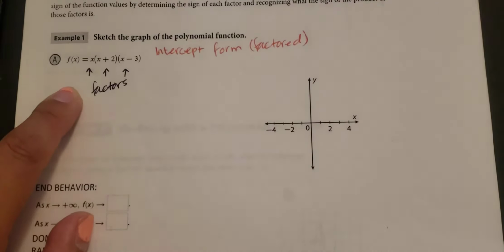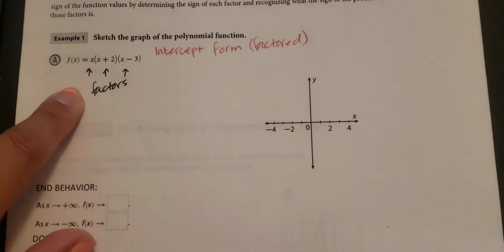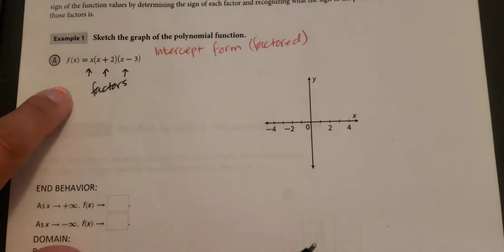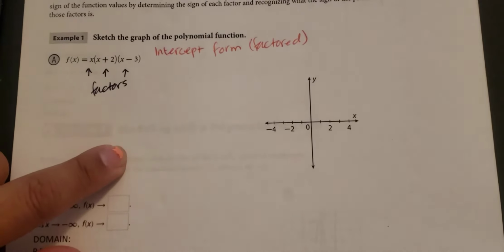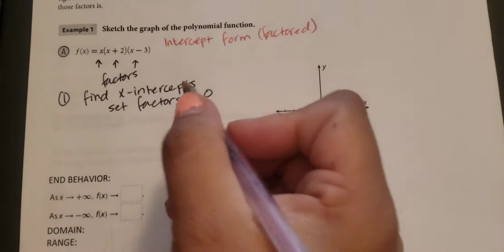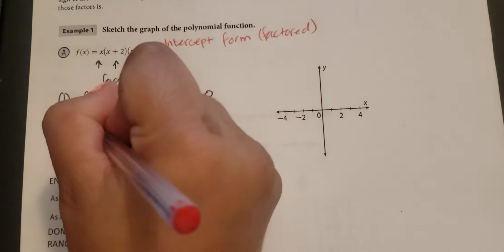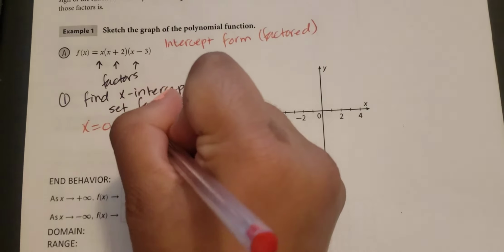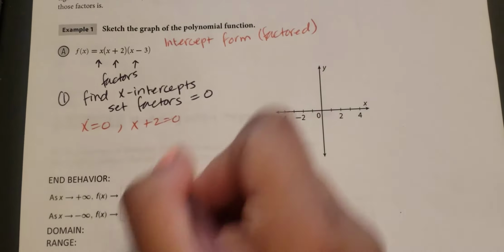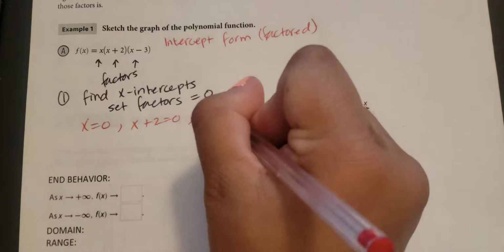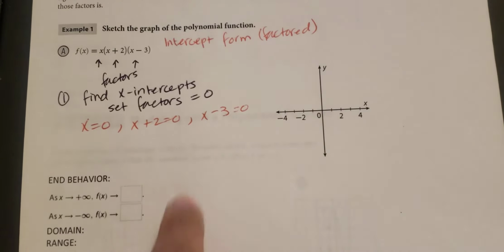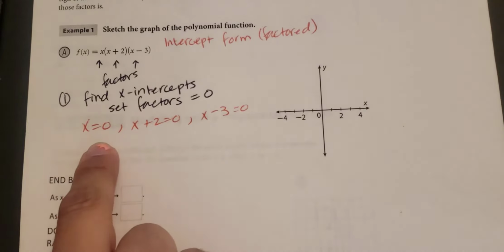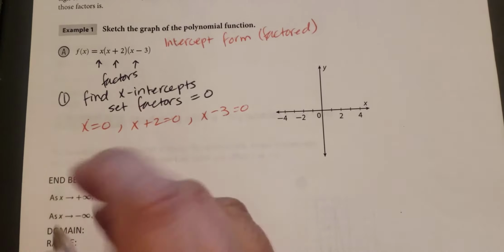Okay? So in order for us to find our x-intercepts, we are going to set our factors equal to 0. Okay? So I'm going to set our first factor, which is x, equal to 0. Our second factor, x plus 2, equal to 0. And our third factor, x minus 3, equal to 0. And then you're basically going to solve for x. Now in the first one, there's nothing to solve.